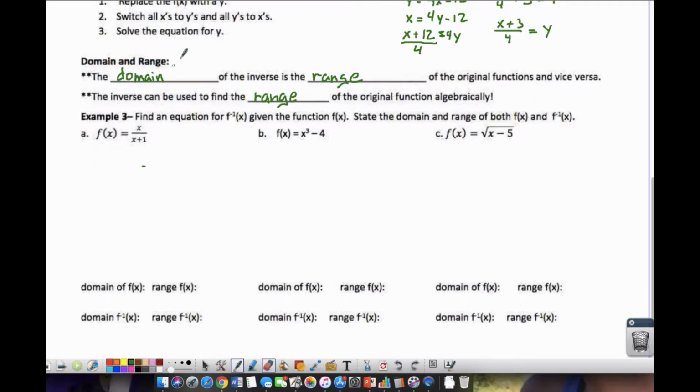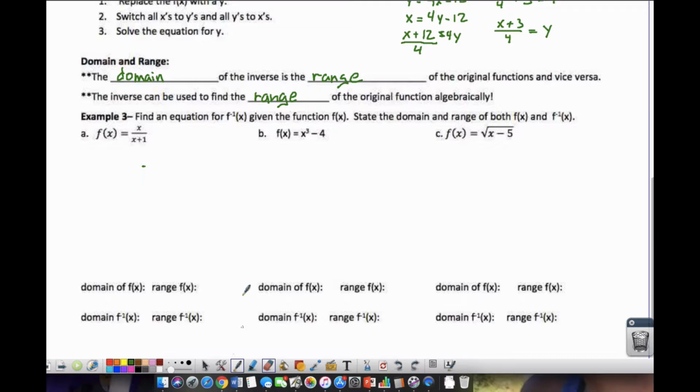Okay, a couple things you need to know about the domain and range when we're talking about inverse. So the domain of the inverse is the range of the original function and vice versa. We're going to find the inverse here, and then we're going to see how they're just the domain and range switched. So the inverse can be used to find the range of the original function algebraically. Before, we only knew how to find that graphically, but now I'm going to show you that you can, in some cases, find the range of the original function algebraically just by finding the inverse.